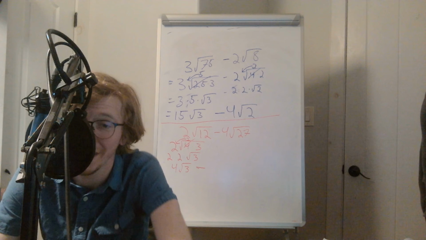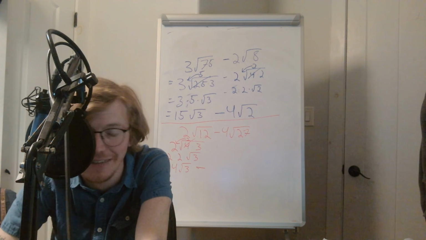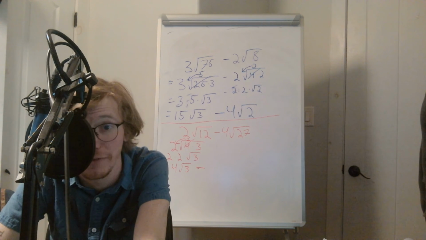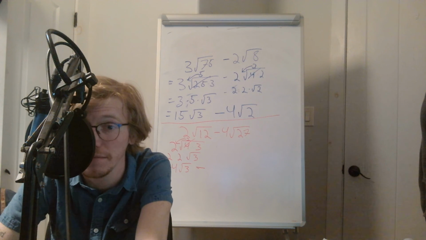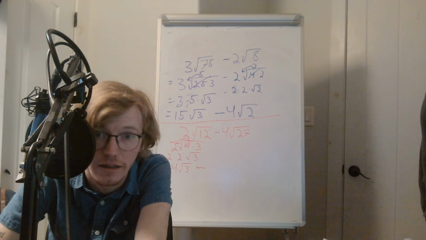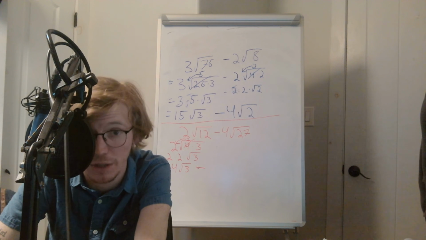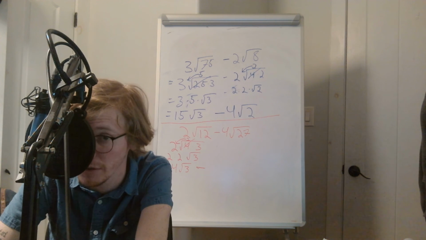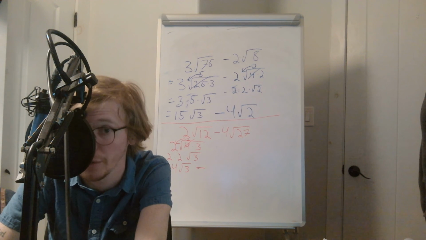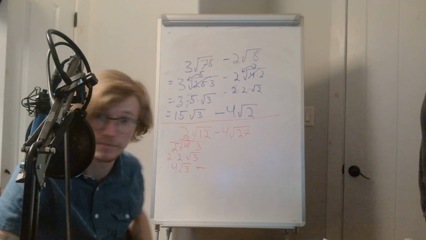The square root of 27. Hopefully you can think of a factor pair that includes a perfect square. Hopefully you can, as I can. Alright, it's 9 times 3. 9 times 3 is a factor pair that multiplies to be 27, and 9 is a perfect square, because the square root of 9 is 3. So let's break that down.